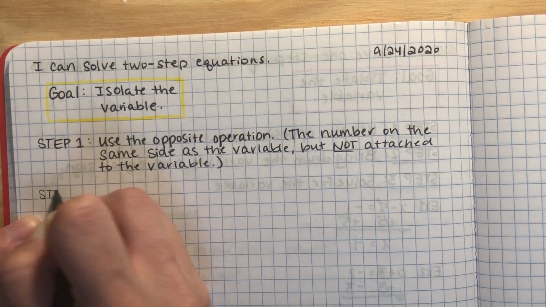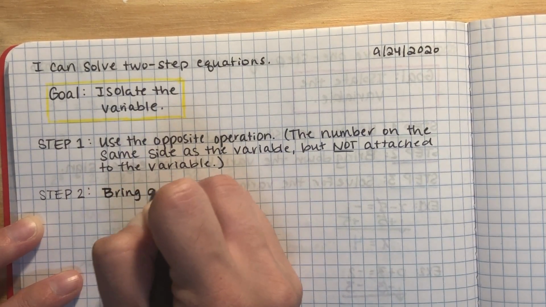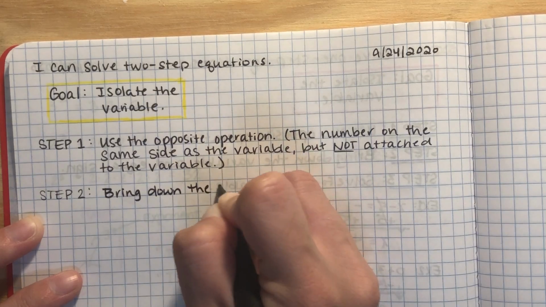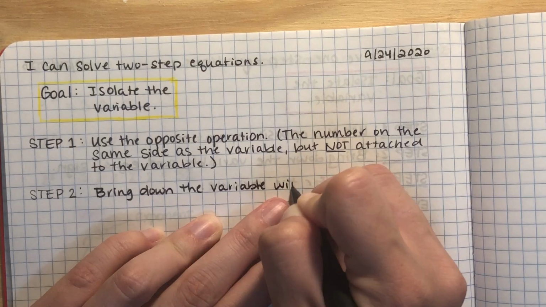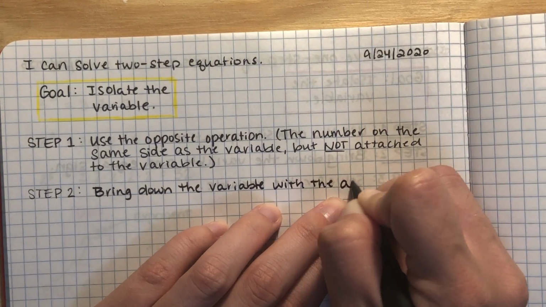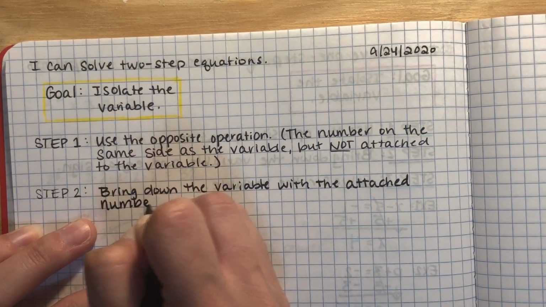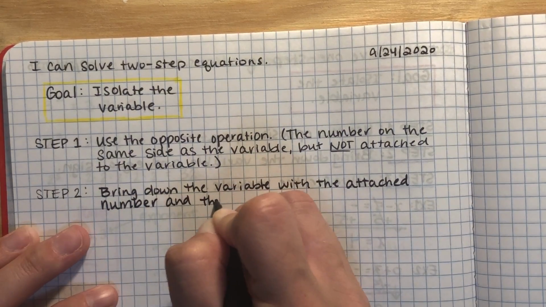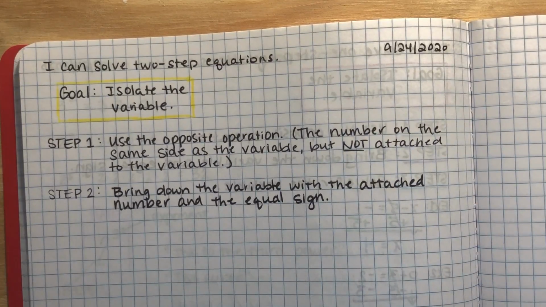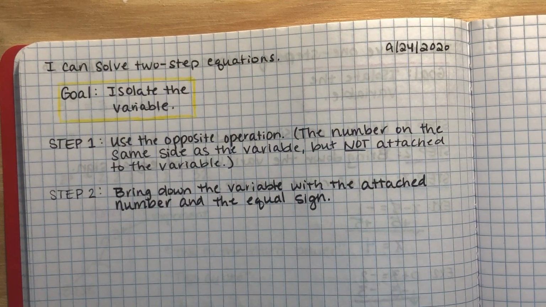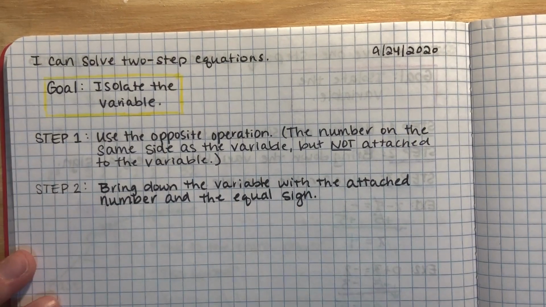So for step two, we're going to bring down the variable. This time it's also going to be with the attached number and the equal sign. So these seem like long and lengthy steps, but really once you get the hang of it, they're not going to be as intimidating.